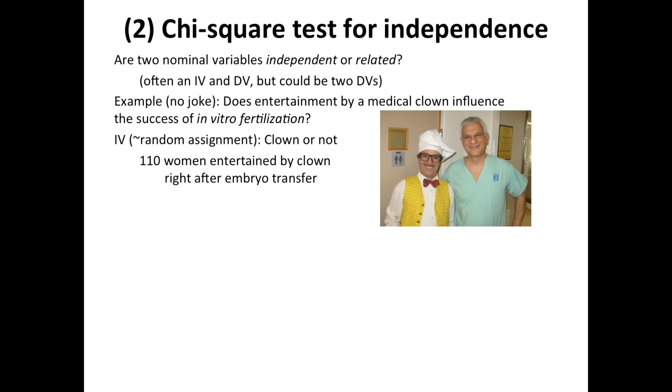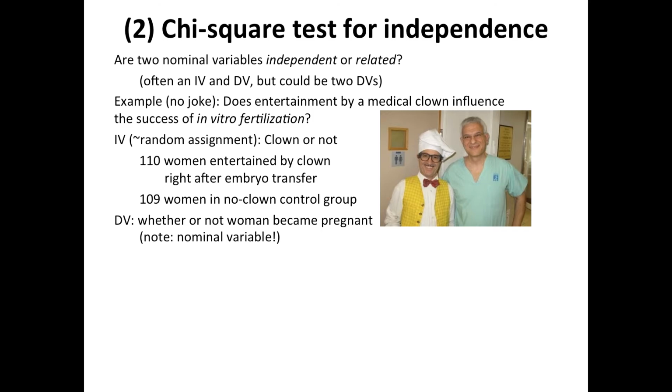Let's say there were 110 women entertained by the clown right after the embryo transfer, not during the actual procedure, but right afterwards. It's an important phase of all this. And then there were 109 women in a no clown control group who just went through the normal steps and no clown came in. The dependent variable is whether or not the woman becomes pregnant after in vitro fertilization and the embryo transfer that's part of that.